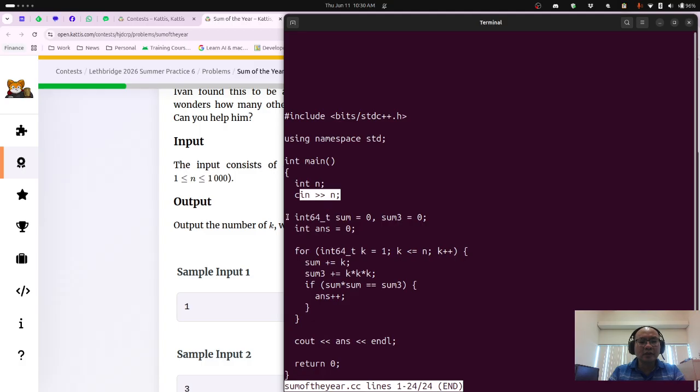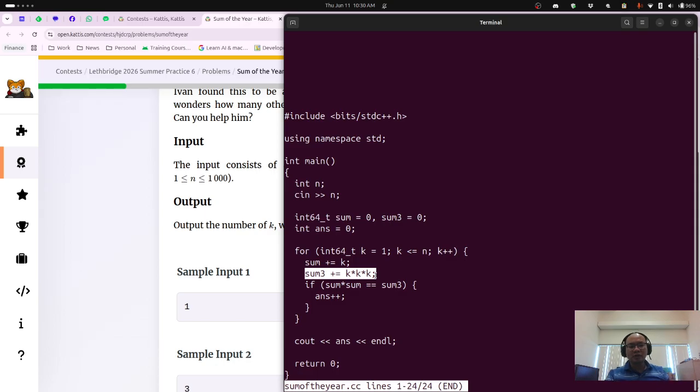You read it in, and I have a variable sum, which is the sum of the first k numbers, and sum3, which is the sum of the cubes, and then answer is how many of these k work. So I just loop over all possible k, and then I just add k to the sum, add k cubed to the sum.